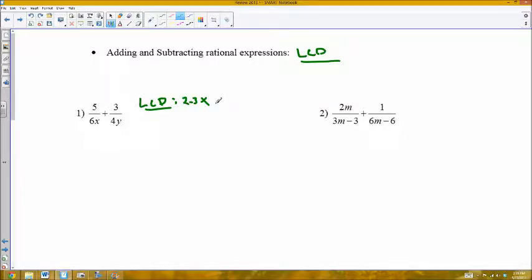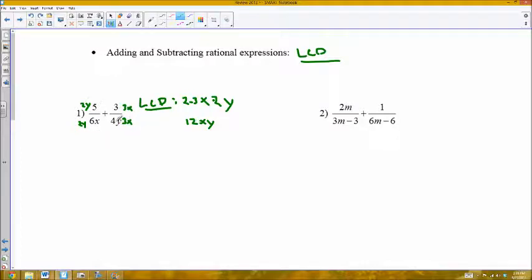I already have one of those factors of 2, but I'm missing one, so I'll multiply on a second, and I need a factor of y. So my LCD turns out to be 12xy. It's the smallest denominator common between these two. To get 12xy, I need to multiply this denominator by 2y, and whatever I do to the bottom, I need to do to the top to keep the fraction equivalent. In this one, I'm missing a 3x, so I'll multiply that to numerator and denominator.